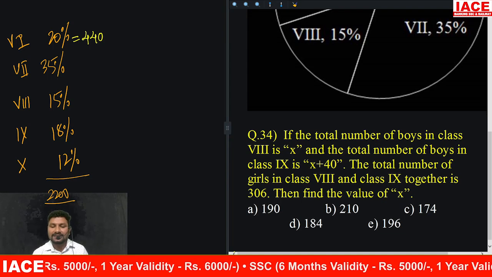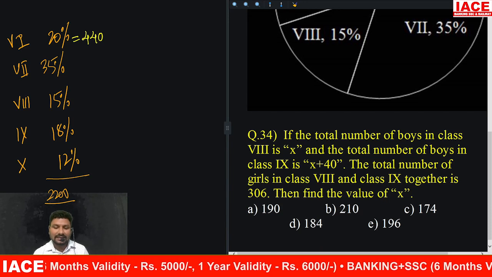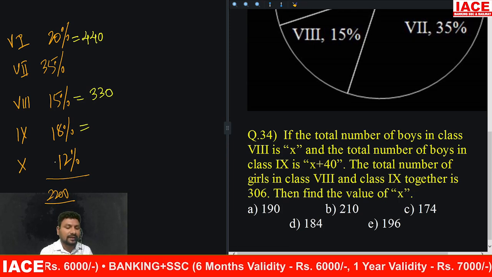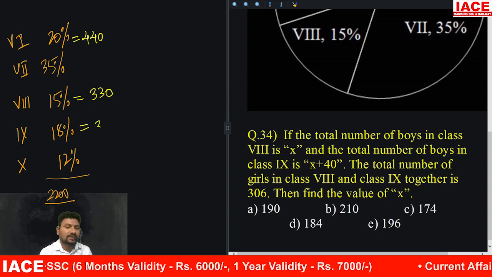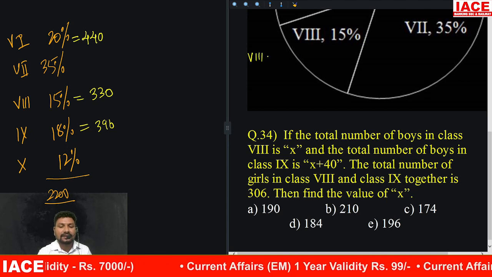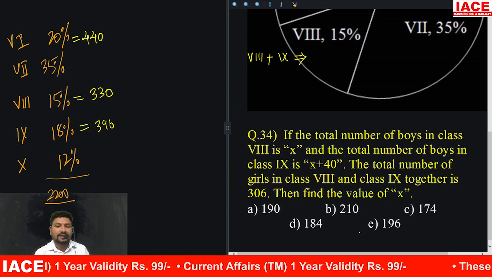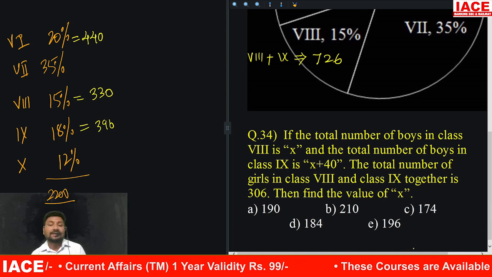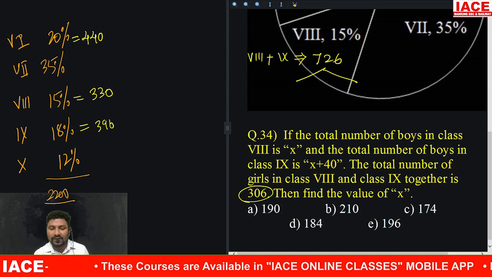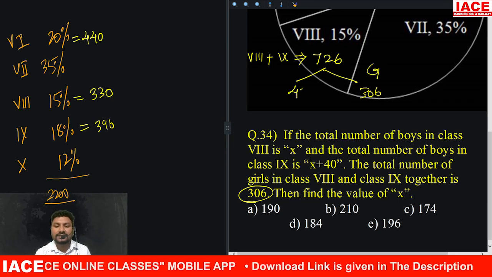If the total number of boys in class 8th is X and the total number of boys in class 9th is X plus 40, the total students we will write. 15% of 2200 is 330. 18% of 2200 is how much? 396. In class 8th and class 9th, total students is how many members? 330 plus 396 is 726. In 726, boys and girls are there. In the two classes, total girls are how many members? 306. This belongs to girls and the remaining belongs to boys.